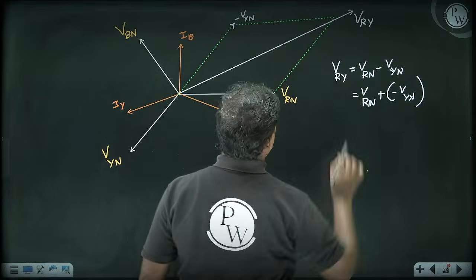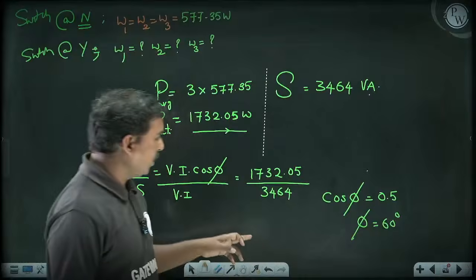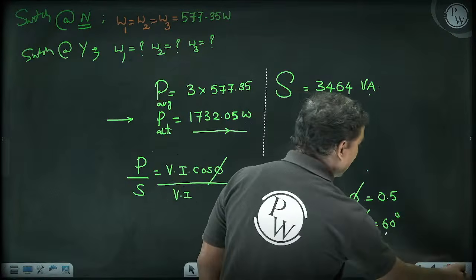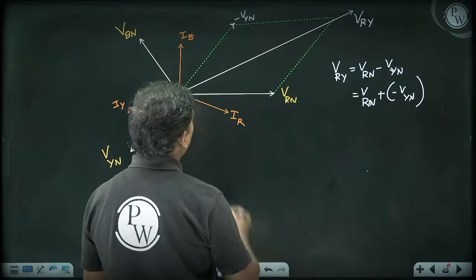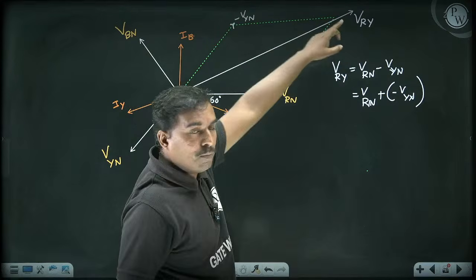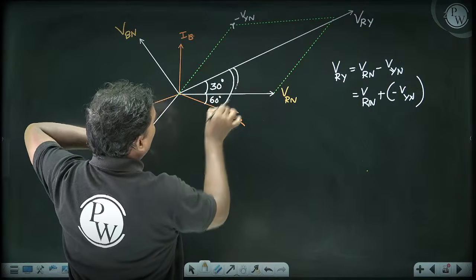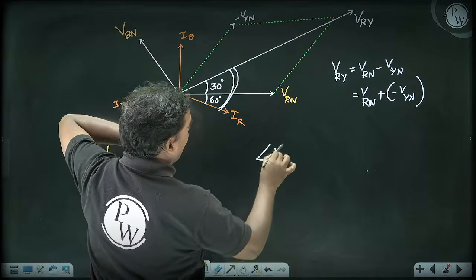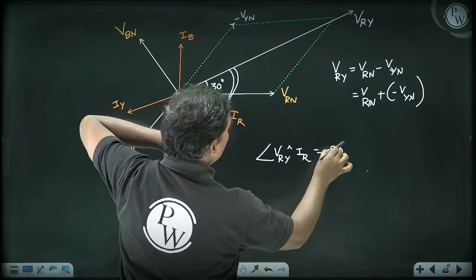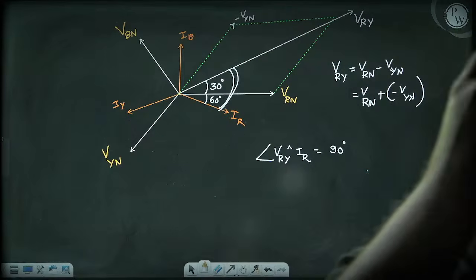VRY. So VRN and IR के बीच में angle कितना है? That is already we know that 60 degrees. Phase current and phase voltage के बीच में angle कितना है? 60 degrees. So this phase current and phase voltage का angle 60 degrees है, and we know that line voltage will be having a phase shift of 30 degrees. So now see the total angle. The angle between VRY and IR is coming as how much? 90 degrees. Got it? अभी समझ में आपको?